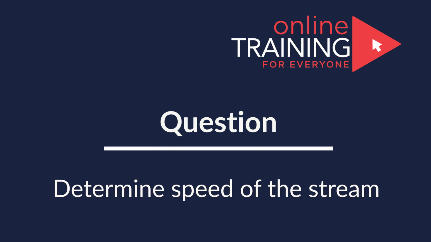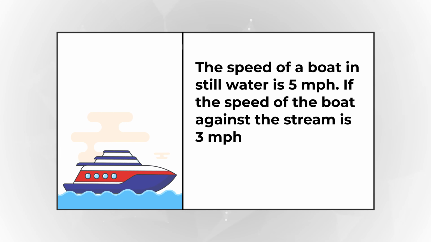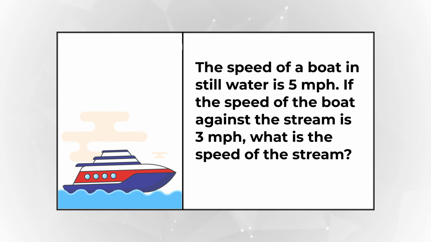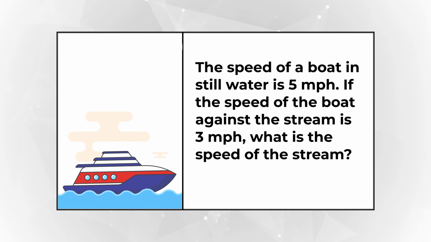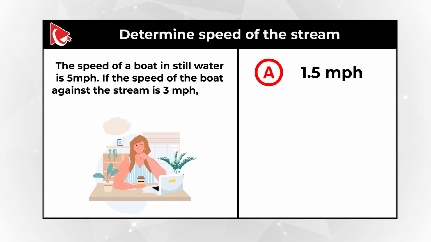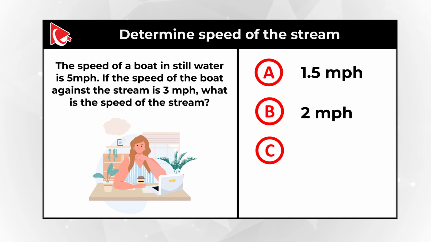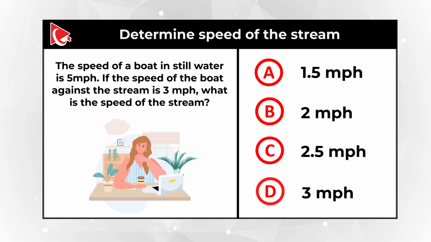Here's a very interesting problem, which tests your math knowledge. You need to determine the speed of the stream. The speed of the boat in still water is 5 miles per hour. If the speed of the boat against the stream is 3 miles per hour, what is the speed of the stream? You're presented with 4 different choices. Choice A, 1.5 miles per hour. Choice B, 2 miles per hour. Choice C, 2.5 miles per hour. And choice D, 3 miles per hour.